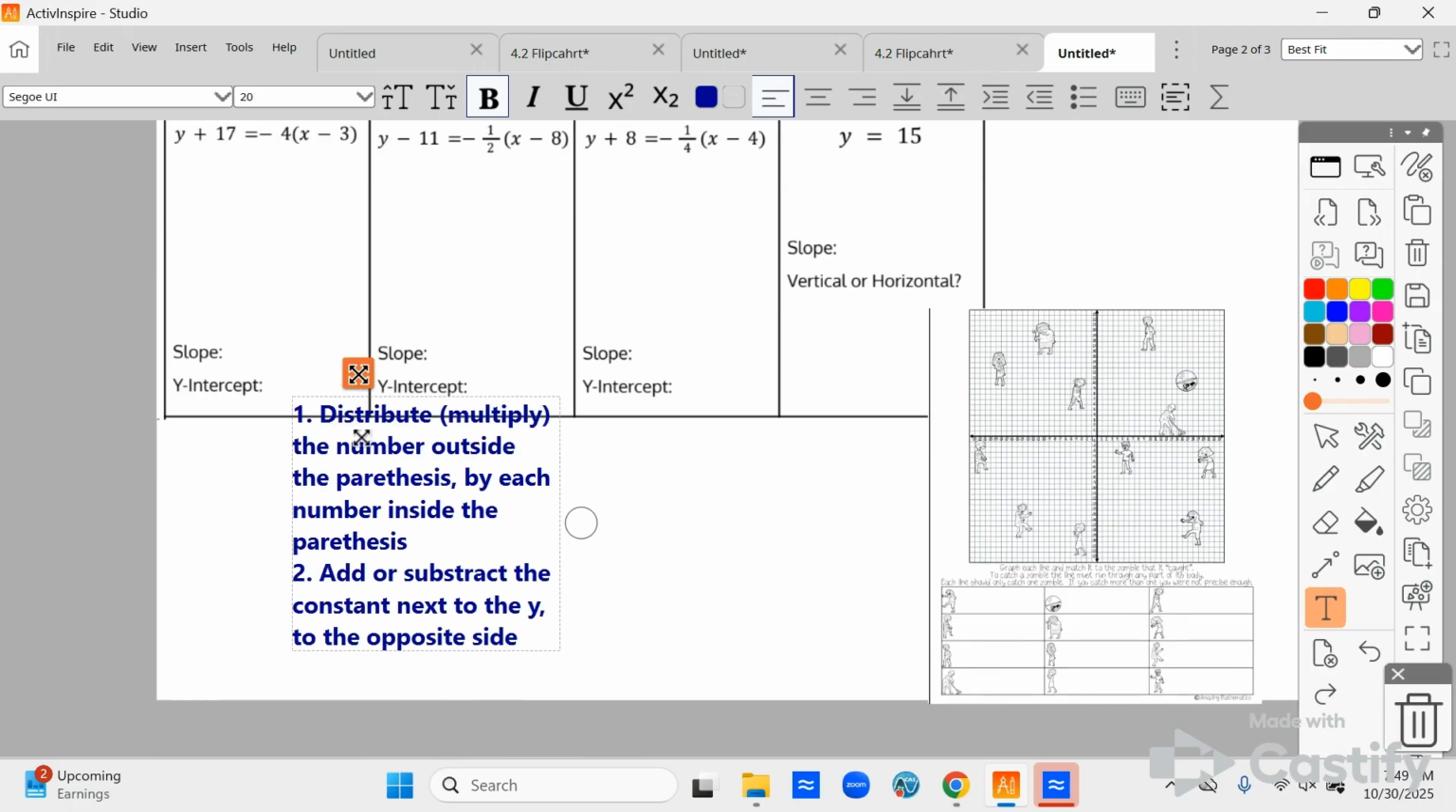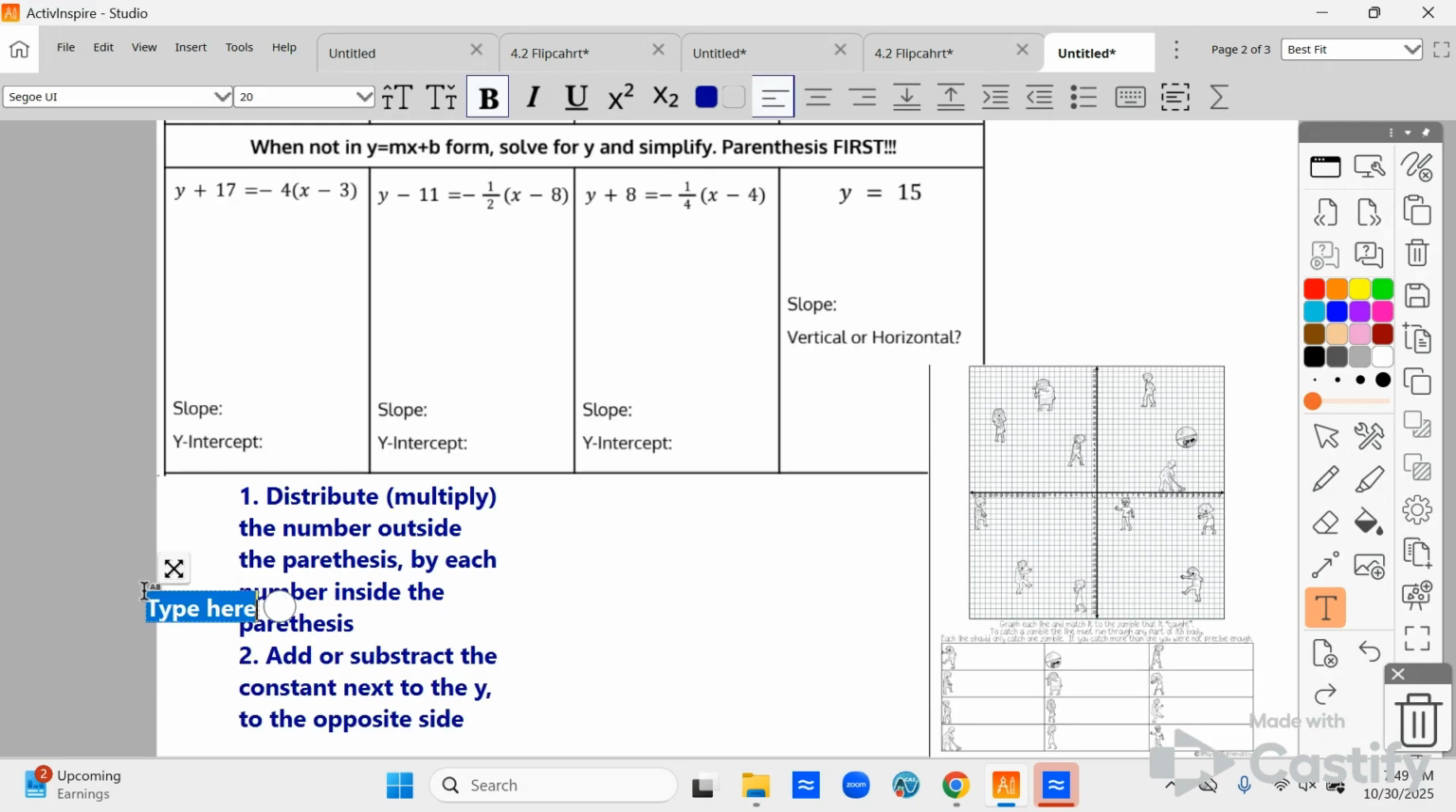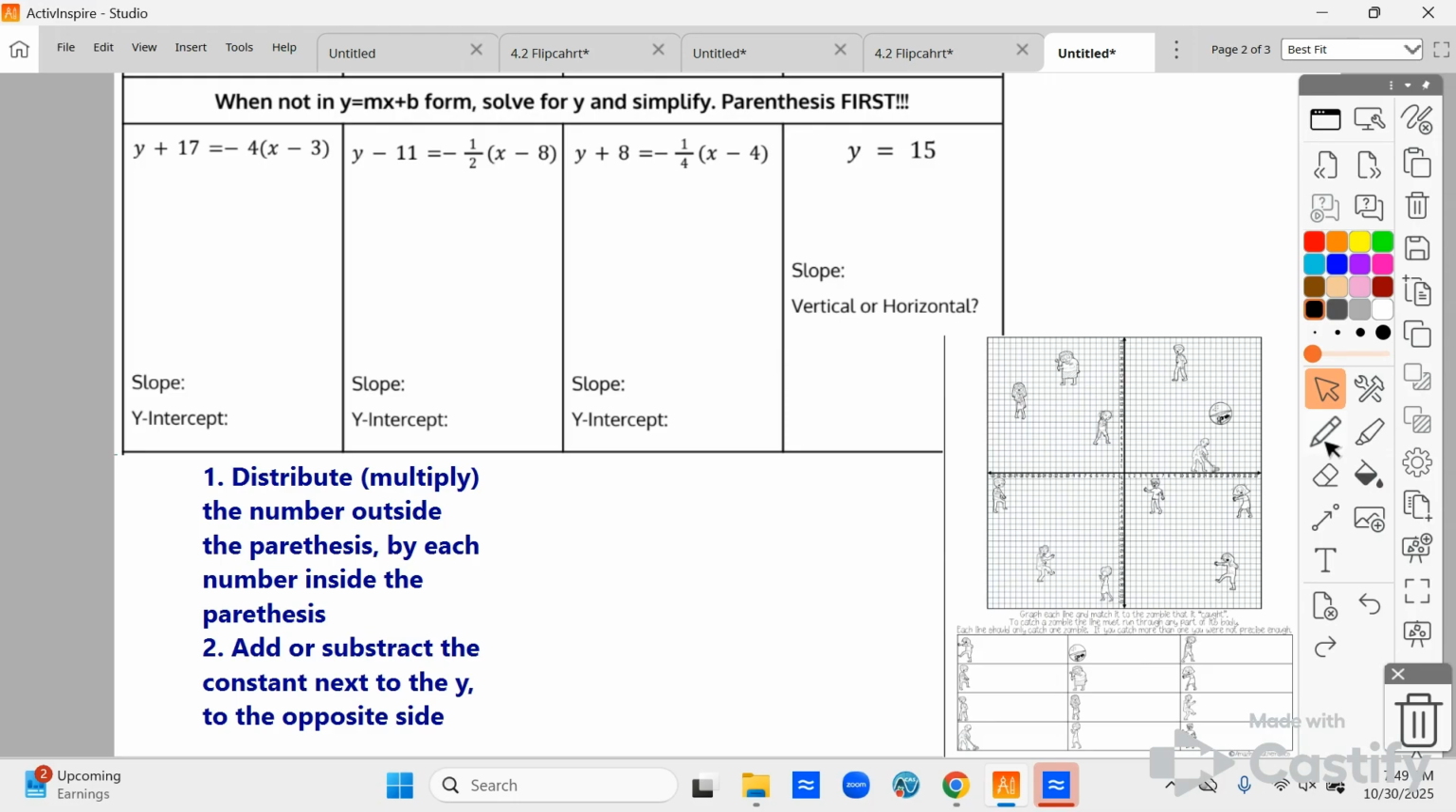Let me move this so it's not quite in the way. You're using inverse operations in order to do this. So let's do the third one over. First, line down our equal sign should always be the first step, right? But then we are going to distribute the number outside the parentheses to each term on the inside. So negative 1/4 times x would just be negative 1/4 x, times negative 4 would be plus 1. And you can use your calculator to do that. You don't need to have that memorized.